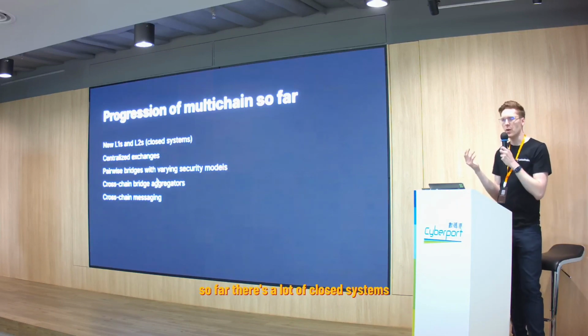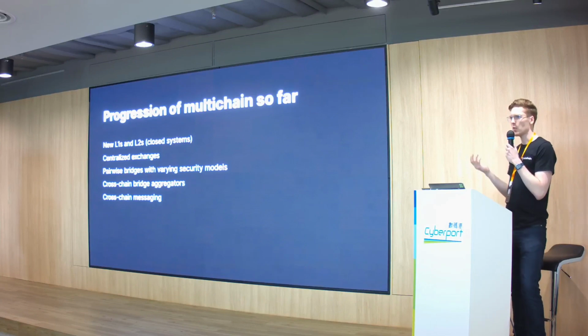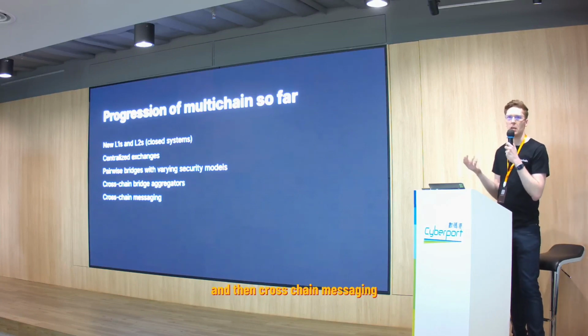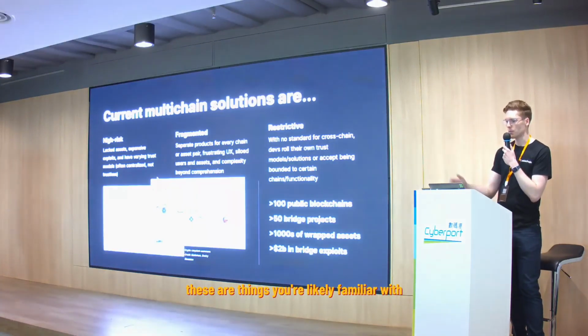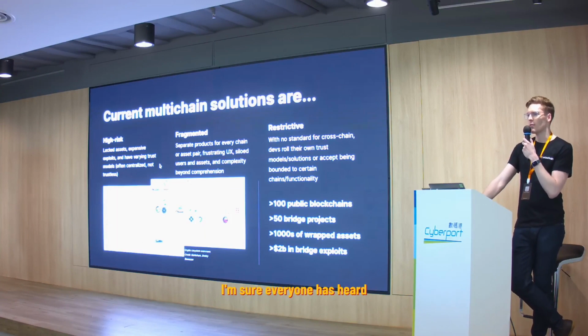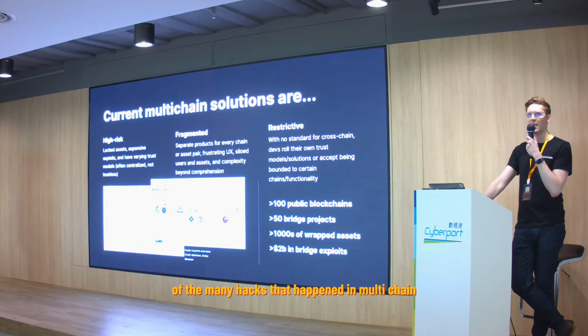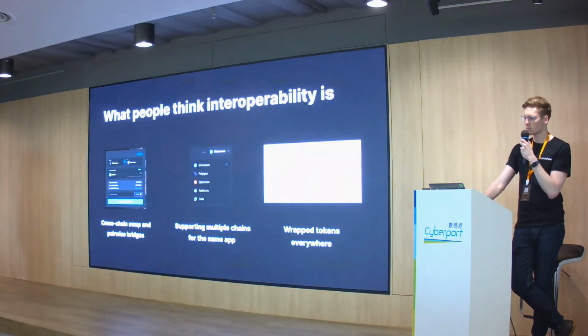So, the progression of multi-chain so far: there's a lot of closed systems, a lot of layer 1s and layer 2s, centralized exchanges, bridges, cross-chain bridge aggregators, and then cross-chain messaging is the more recent addition here. These are things you're likely familiar with. They're complicated and high risk. I'm sure everyone has heard of the many hacks that happen with bridges, and they're very restrictive. You have to work in their ecosystem. You can't really build things the way you want to build them.